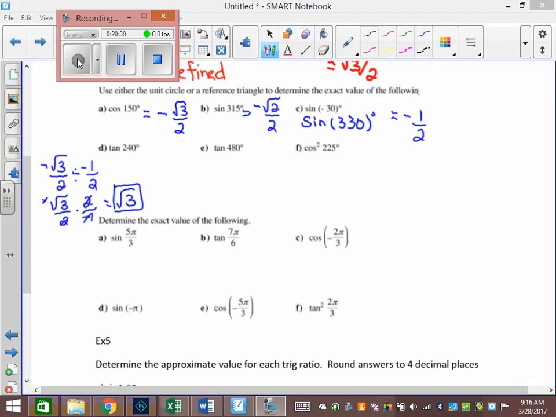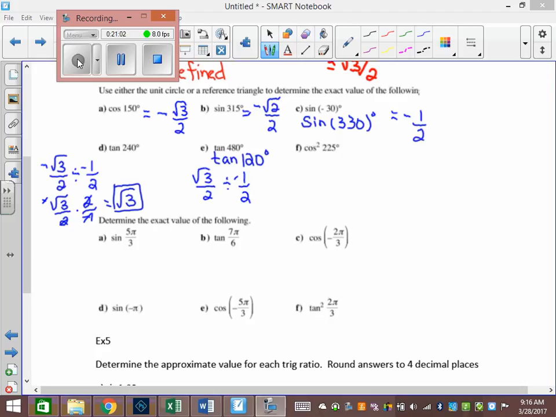480. What is that coterminal with? 120. So you subtract 360, right? So you go to 120. 120's y value, because it's tan, is root 3 over 2 divided by negative a half.